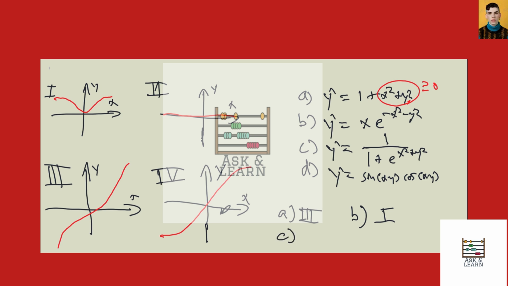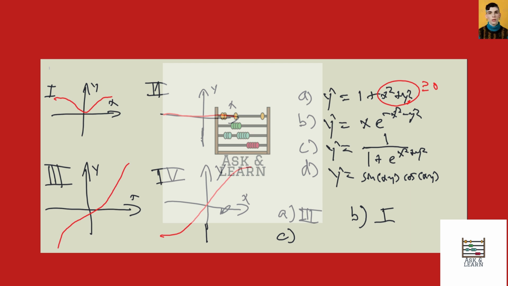Okay. For C, once again, since e to the x squared plus y squared is greater than 0, y prime is going to be greater than 0 everywhere. So we have a strictly increasing function again, leaving us with just 3 or 4 as an option. Since we've already used 3, we can assume this is 4.